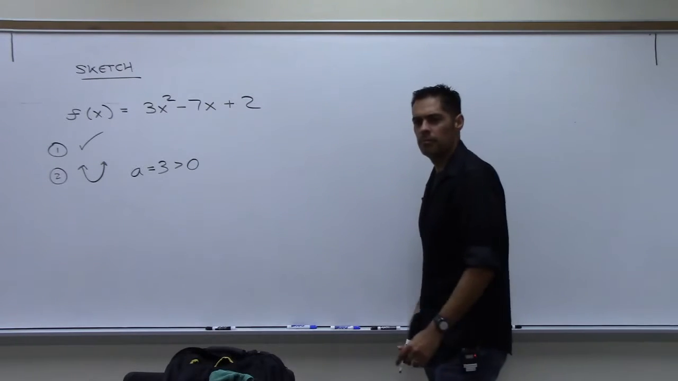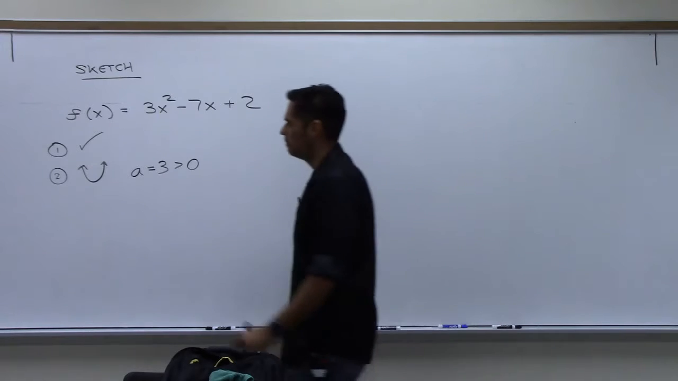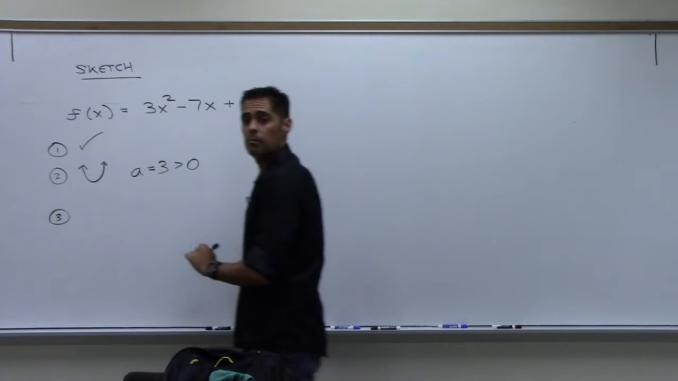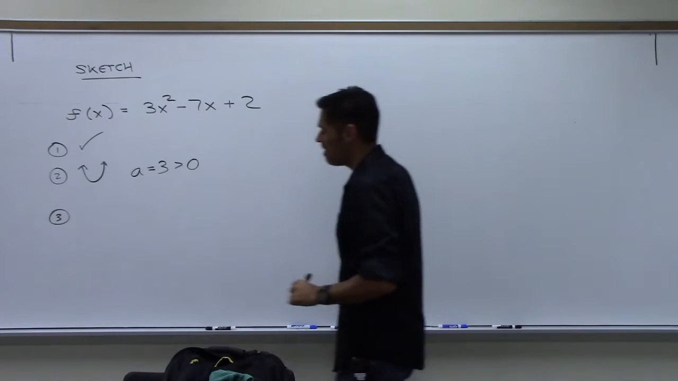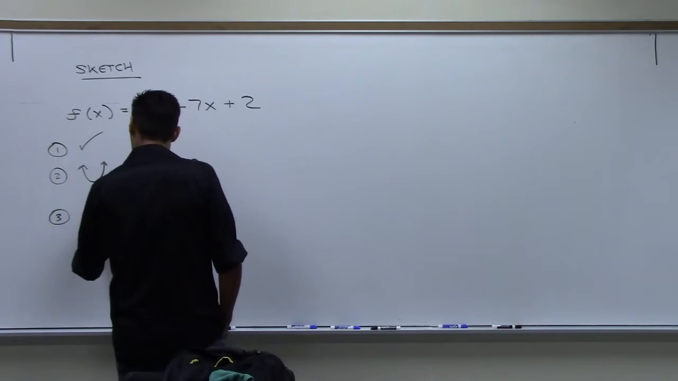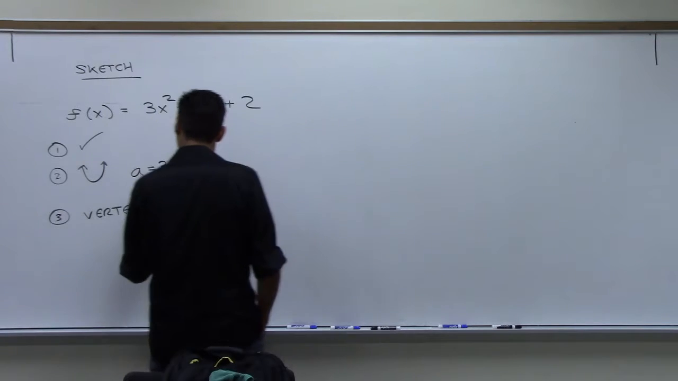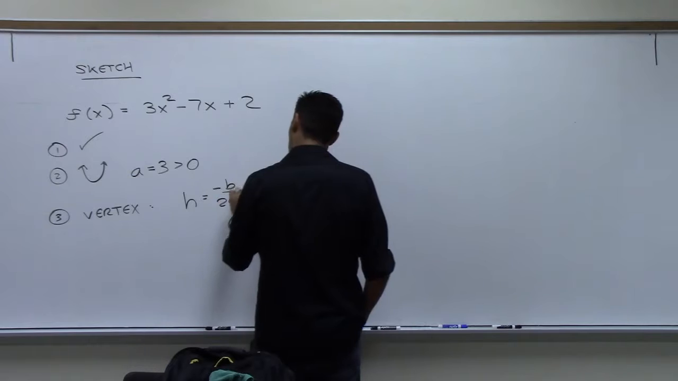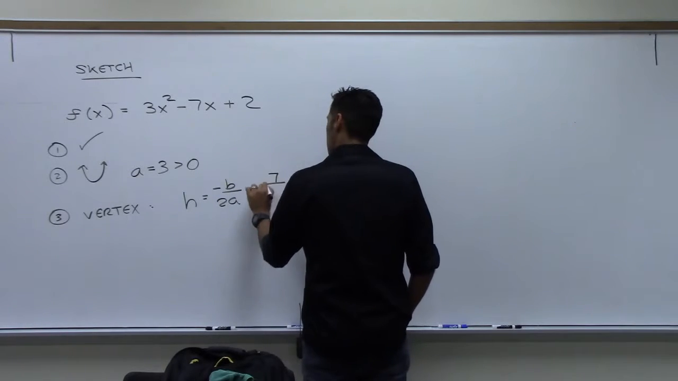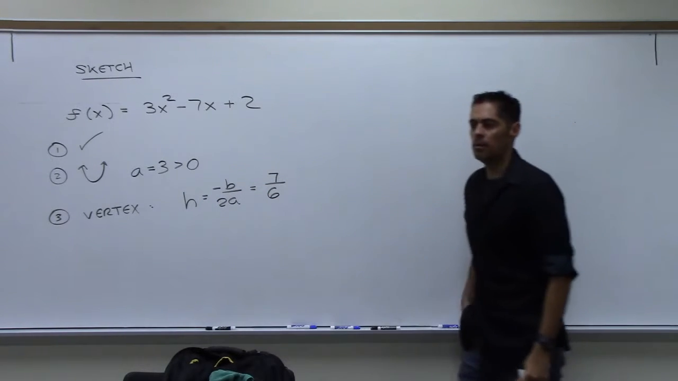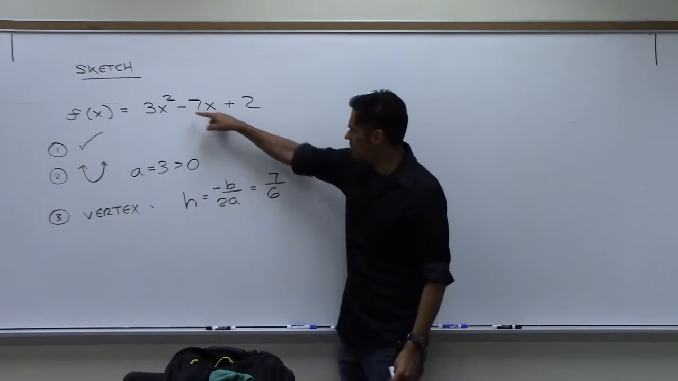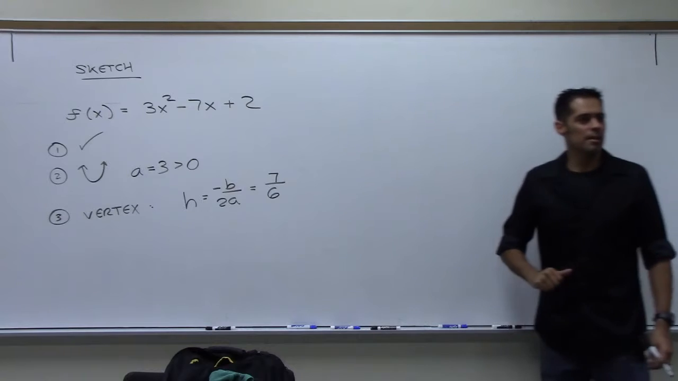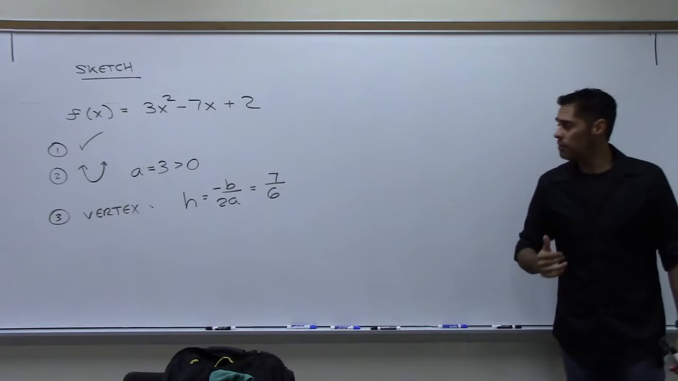You're up, Gerald. Take your time. Step 3, finding the vertex. So h is negative b over 2a. In this one, it'd be positive 7 over 2 times 3, which would be 6. Good. So you're doing positive 7 divided by 2 times that number, which gives you 6. And that's h, right, Gerald?